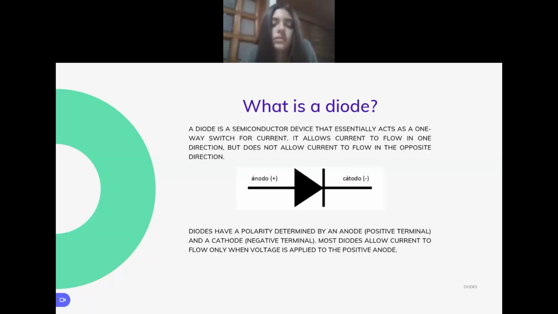Diodes are also known as rectifiers because they change alternating current, AC, to pulsing direct current, DC. Diodes are classified according to their type, voltage, and current capacity.